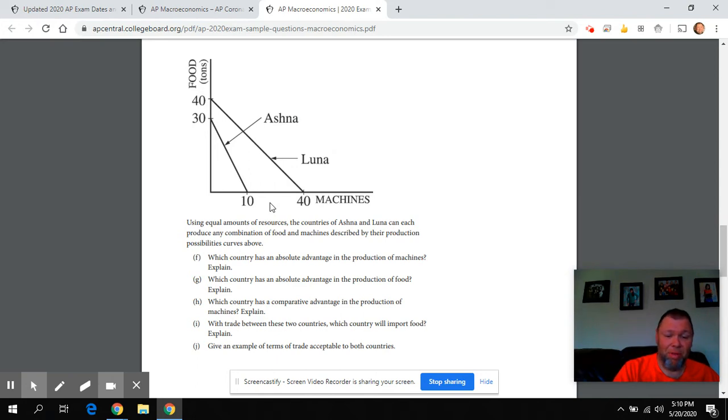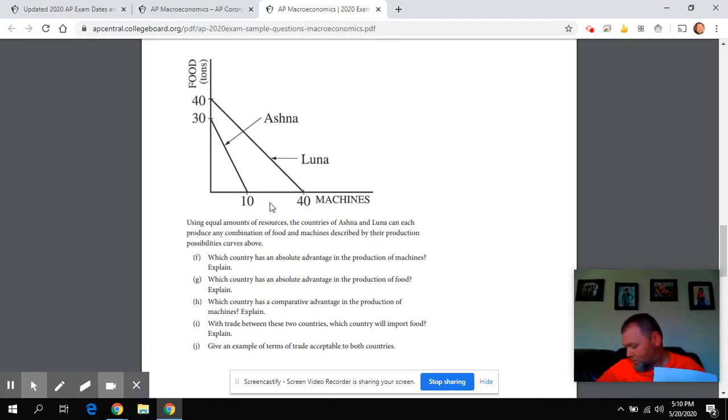And then give an example of terms of trade. And I know someone asked this question yesterday. This is a question that comes up a lot, on how we do the terms of trade.